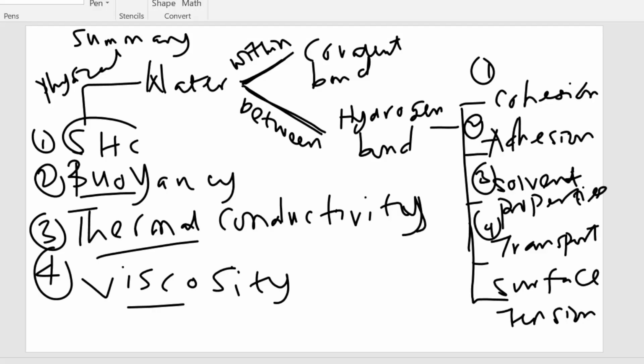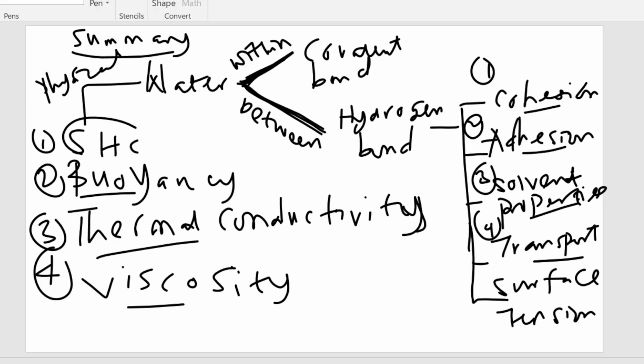And lastly, just to summarize everything we've been discussing so far. We've looked at water and its physical properties. We looked at the bonds within water. We said covalent bond is found within water, and between water molecules we have hydrogen bond. And we look at the effects of this hydrogen bond. One of them is cohesion, adhesion, and solvent properties.